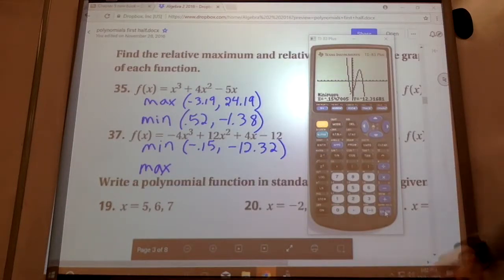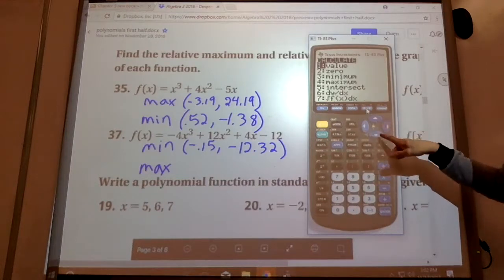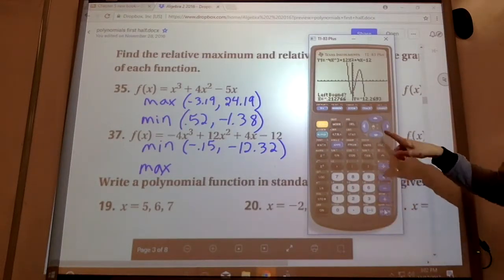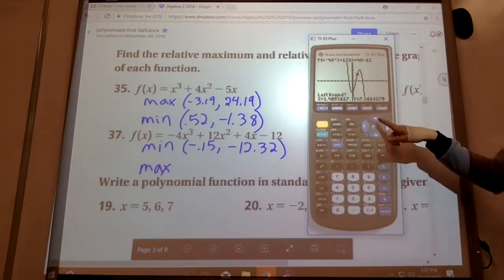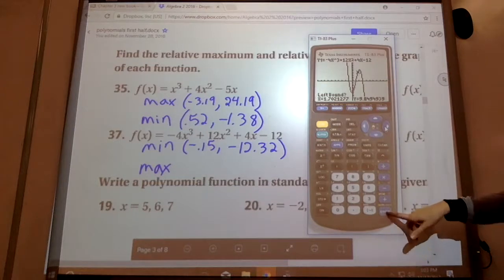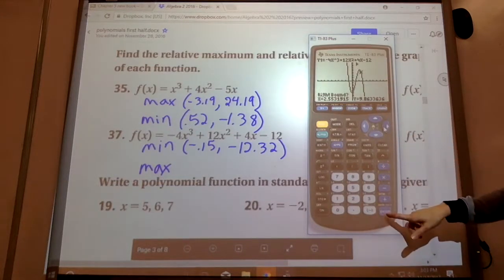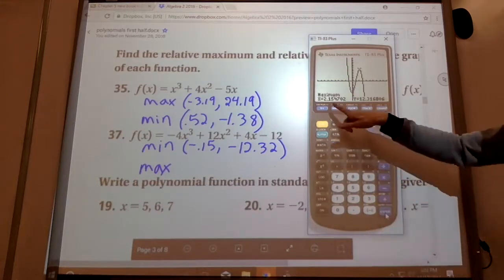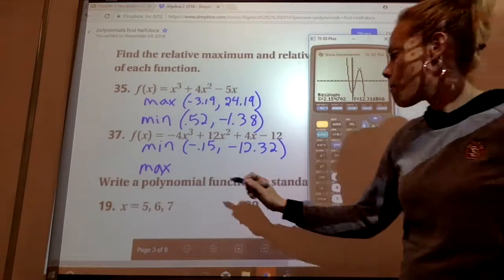And then I need the max up here. So second trace again. Now go to number 4, the max. Left bound. So I want it just to the left of the max, somewhere around there. So enter. I need the right side of the max. Enter. Guess, yes, enter one more time. And I get 2.15, 12.32.